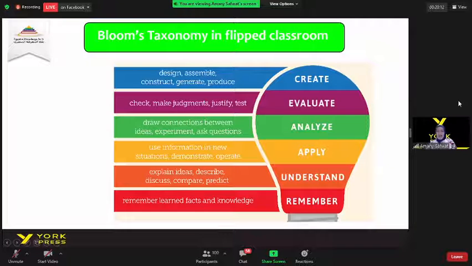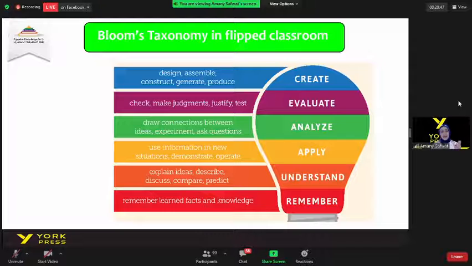To create things, evaluate, analyze, apply, understand, and remember, I will show you what each of them means. Let's take it from the bottom, which will be our foremost step, our first step. To remember, the students just remember, learn it, facts and knowledge. So we give them something to learn, something to know, and they are able to remember it.